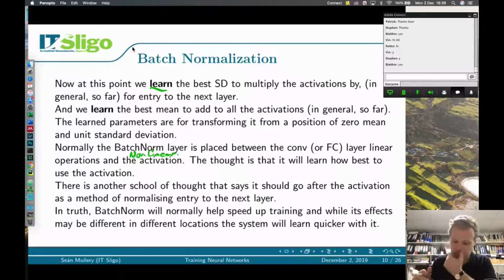There is another school of thought that says it should go after the nonlinear activation, so that it's in the correct position for going into the next layer, which is of course what we have in terms of our pre-processing.